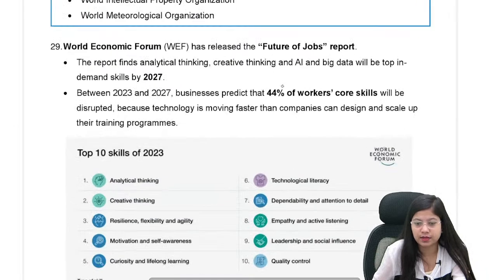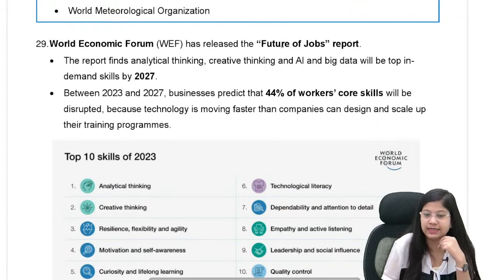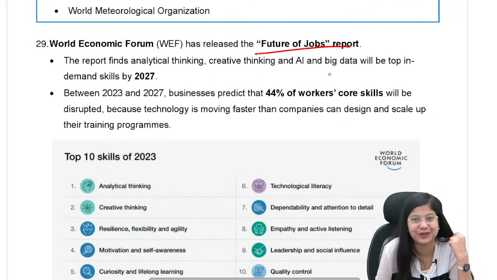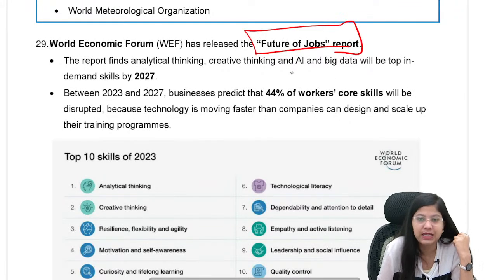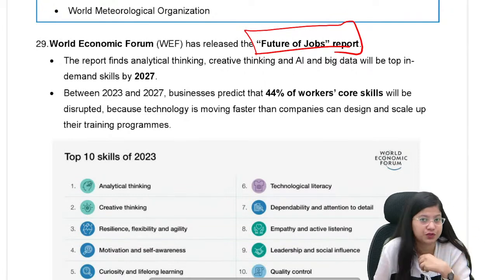Okay, so the next report is the World Economic Forum's Future of Jobs report. I think this is something that would interest you a lot because you are all studying for a job. So, future of jobs report. What would be the future of jobs?